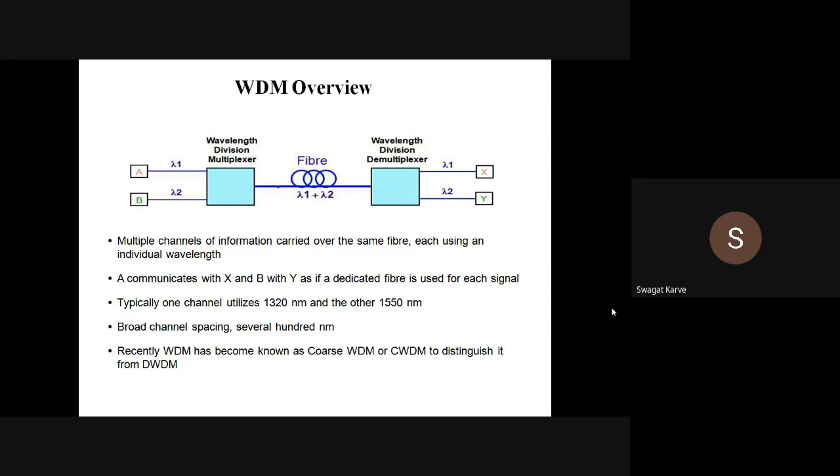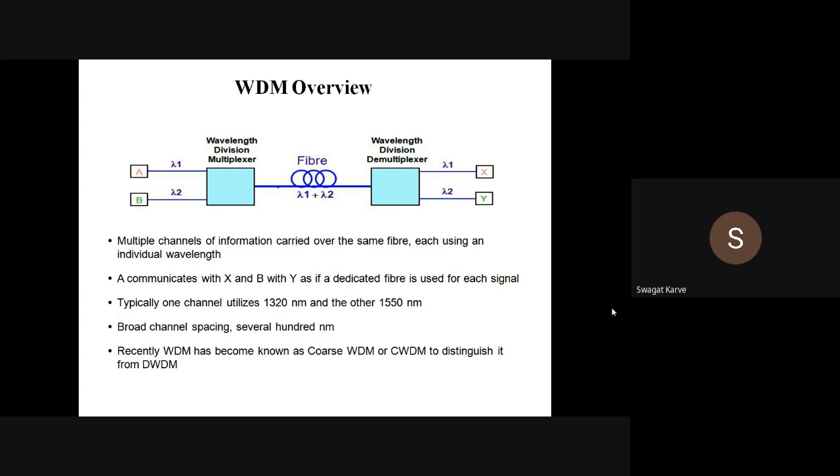Now, multiple channels of information are carried over the same fiber, each using an individual wavelength. So in analog or digital systems, which factor are we using for the multiplexing? Time, or in some cases frequency. In the same context, in optical communication, we are using the wavelength as a deciding factor. So based on that wavelength, we are separating the channels, right?